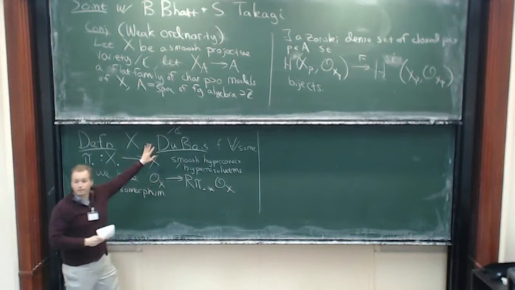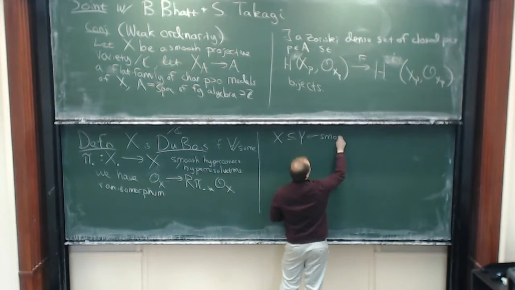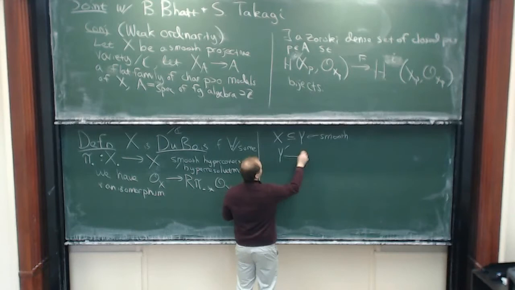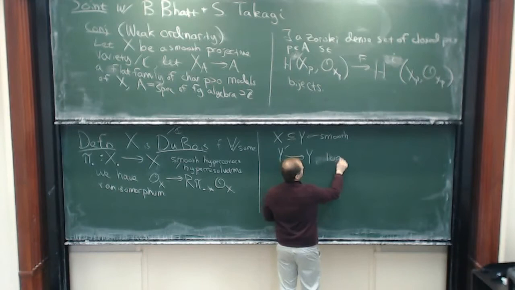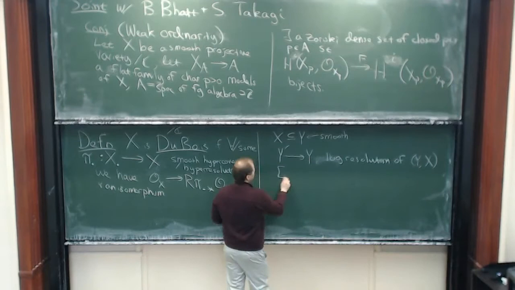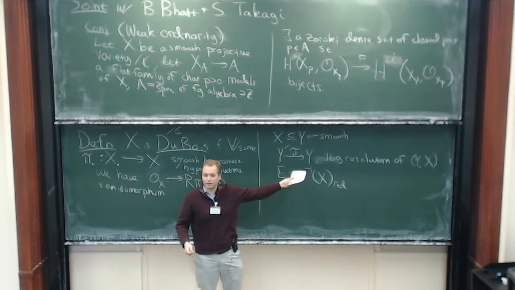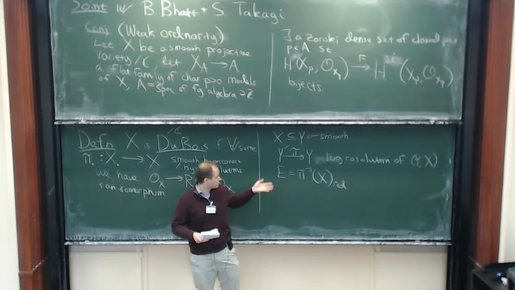Okay, so here's another definition. Let's say X is a subset of Y, which is smooth. Y prime to Y is a log resolution of (Y, X). So X is just a subscheme. And so I'm going to let E denote the inverse image of X with the reduced scheme structure. So this is just probably an exceptional divisor, unless X happens to be a hypersurface, in which case it's the total transform of X, regardless.